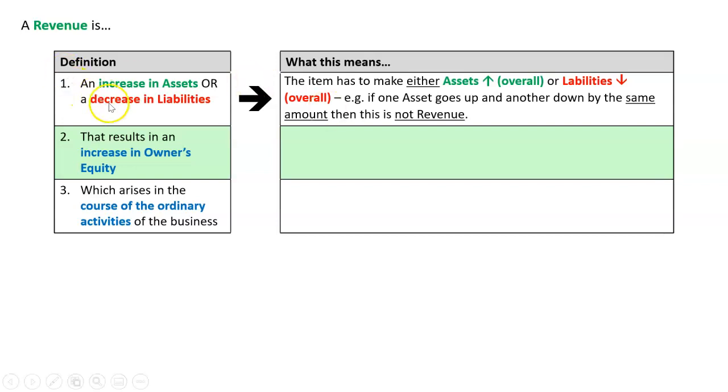Now, when would a decrease in liabilities happen? That's one we'll save for later, but mostly for now, our revenues are going to be ones that increase assets. But we need to look out for this too.